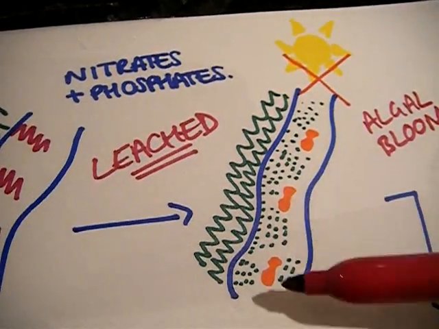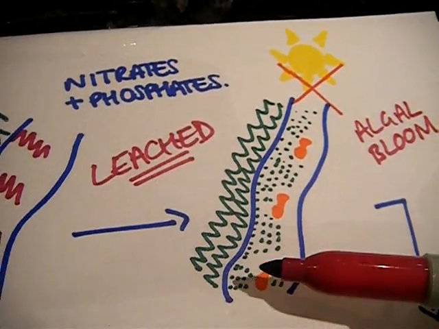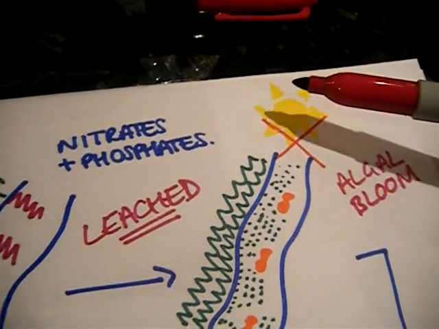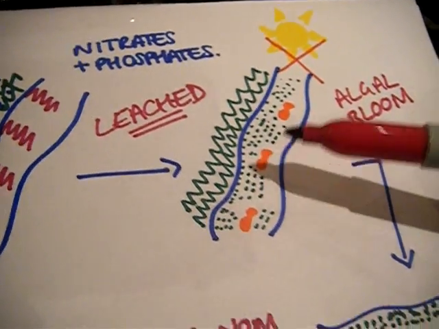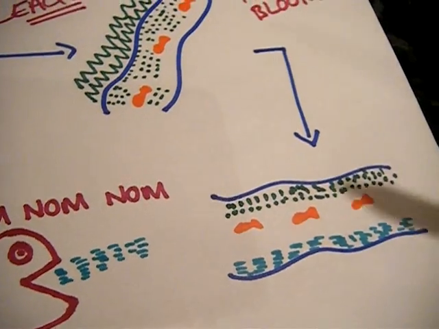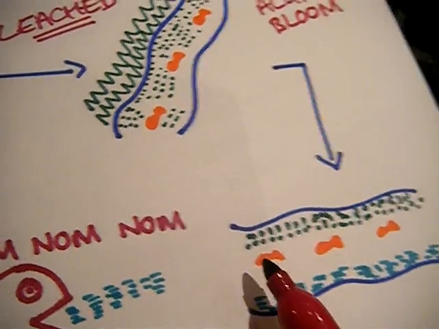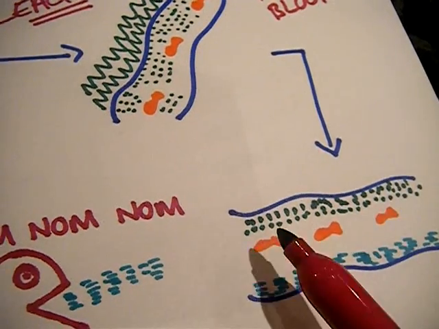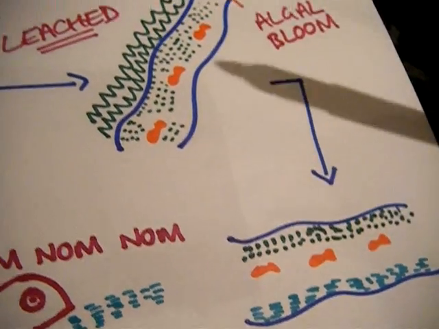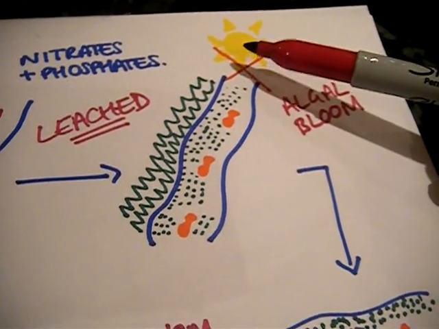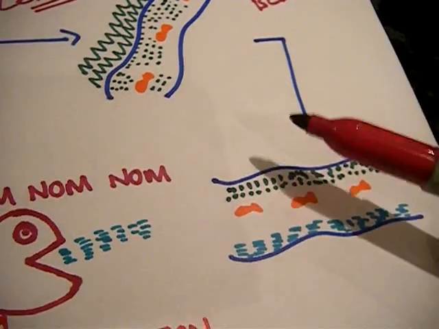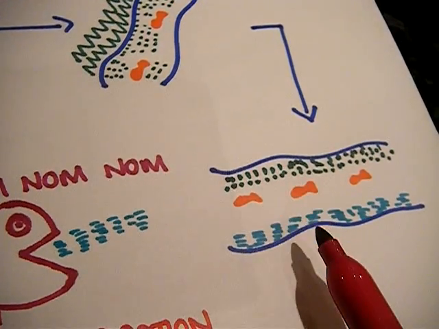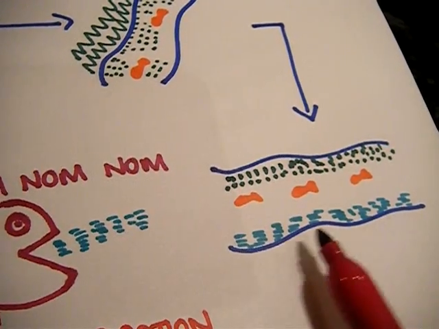So what this does is, because you've got a very dense covering now of algae, the sun is blocked from reaching the lower levels of the river. Because the sunlight can't reach some of the algae, it dies. It needs sunlight to undergo photosynthesis. Without sunlight, it can't get any food for itself, so it dies. So these plants then sink to the bottom of the river.